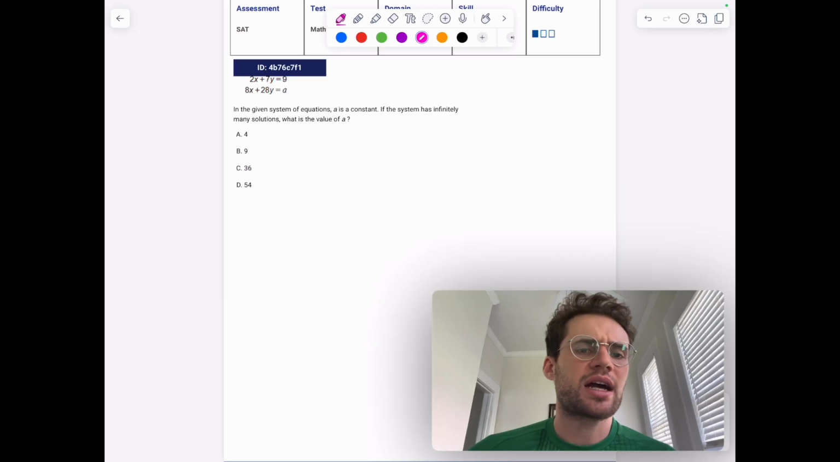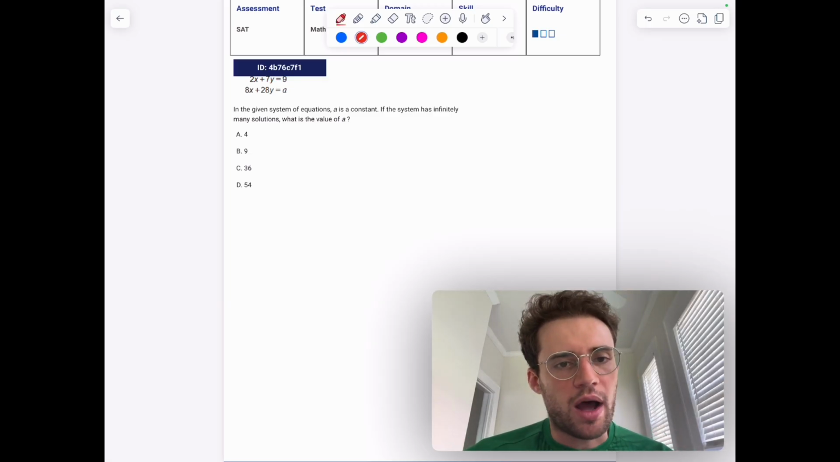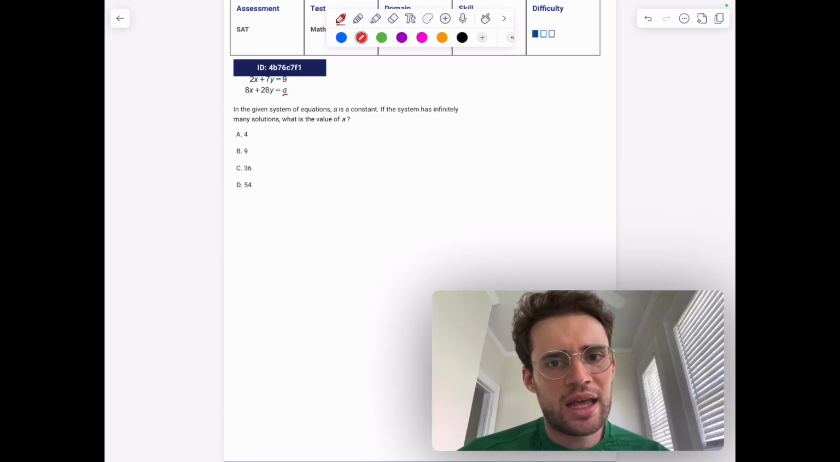Here we have 2x plus 7y equals 9, and 8x plus 28y equals a. So they have some constant there. In the given system of equations, a is a constant. If the system has infinitely many solutions, what is the value of a?